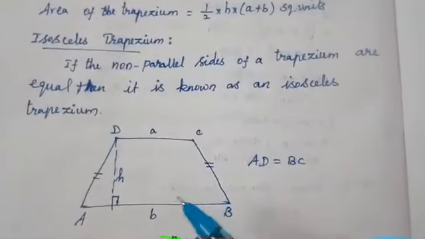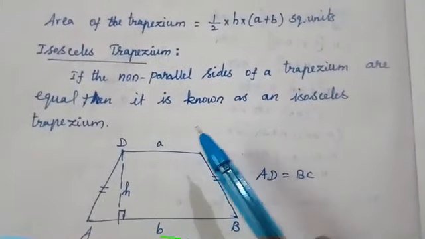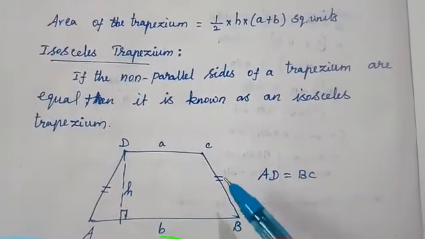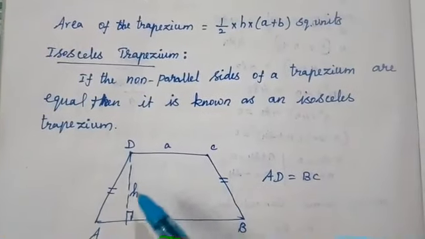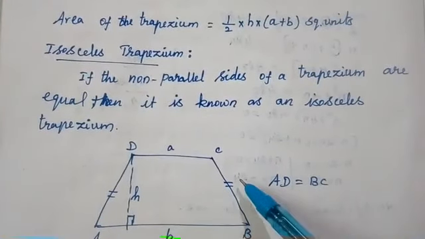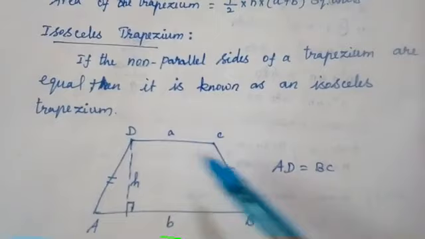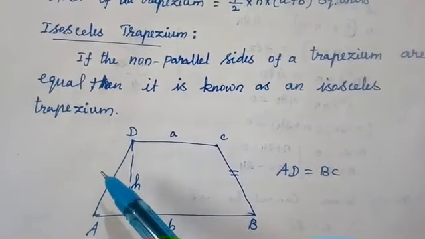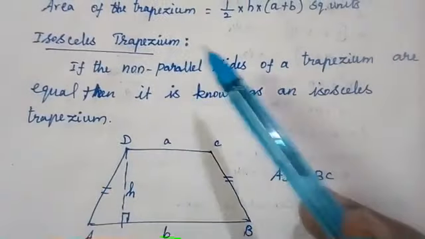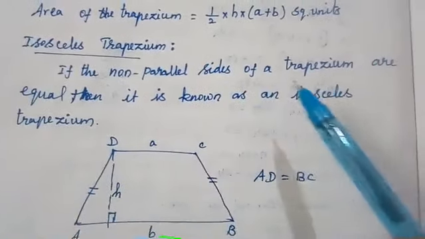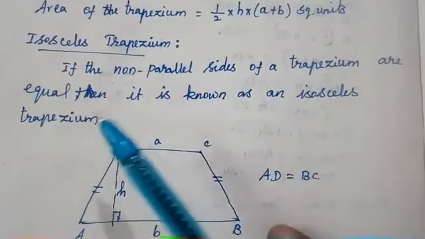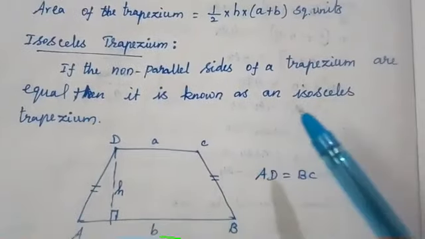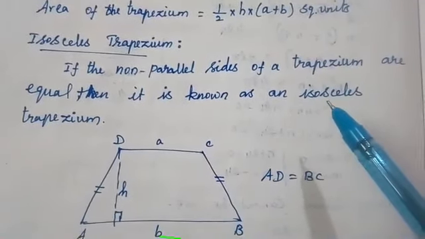Now consider this diagram. For the same trapezium diagram, we mention BC equal to AD. That means the BC measurement equals the AD measurement. Suppose BC is 7 cm, AD is also 7 cm. So an isosceles trapezium means if the non-parallel sides of a trapezium are equal, then it is known as an isosceles trapezium.